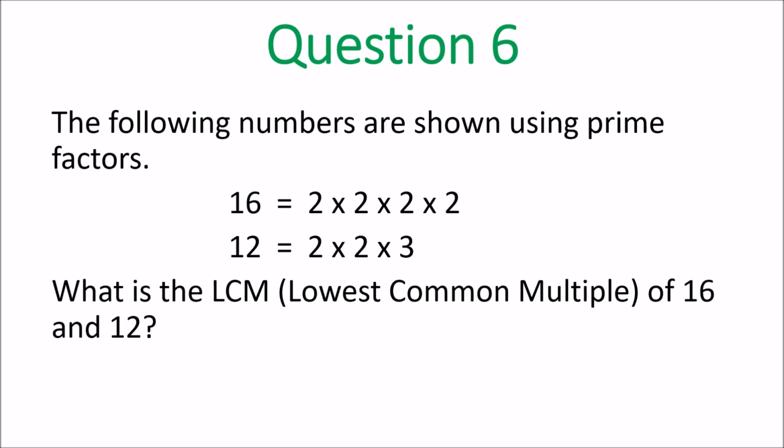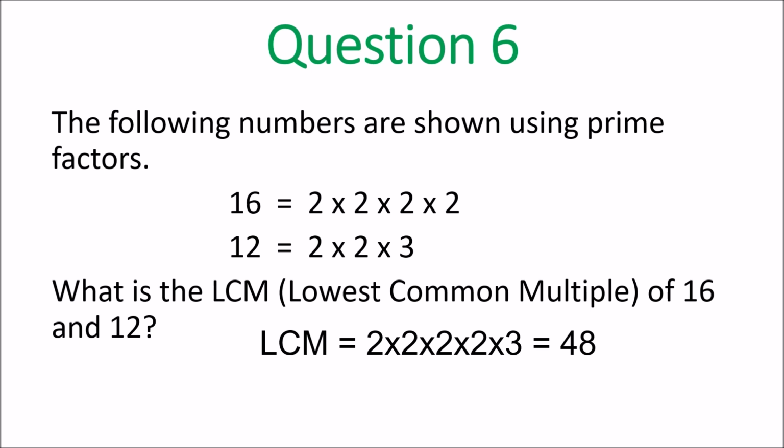Question 6. The following numbers are shown using prime factors. 16 is 2 times 2 times 2 times 2, and 12 is 2 times 2 times 3. What is the LCM? Use the factors as many times as you have them. So it's 2 times 2 times 2 times 2 times 3. Use all of the factors. You multiply. 3 times 2 is 6, 12, 12 times 2 is 24, 24 times 2 is 48. So the LCM of 16 and 12 is 48. That's the lowest number they can be divided into without a remainder.